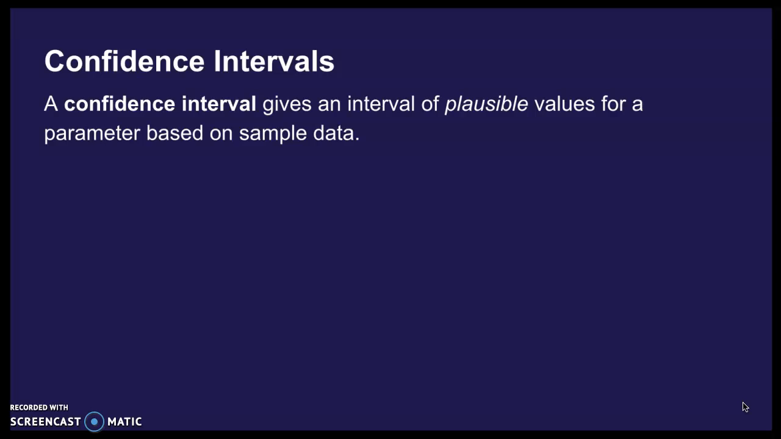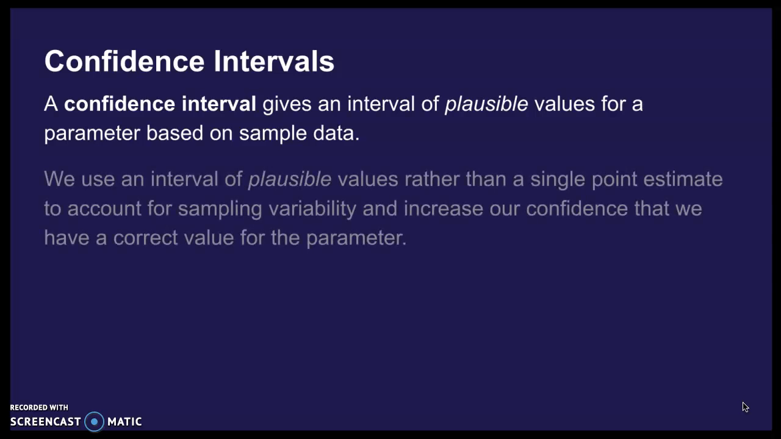A confidence interval gives an interval of plausible values for a parameter based on sample data. We use an interval of plausible values rather than a single point estimate to account for sampling variability and increase our confidence that we have a correct value for the parameter.